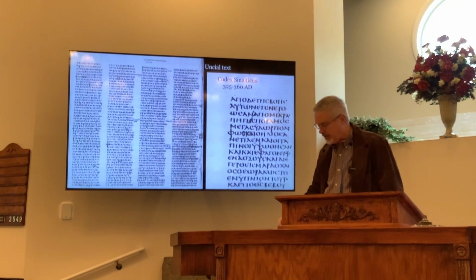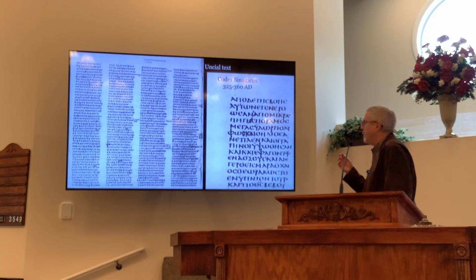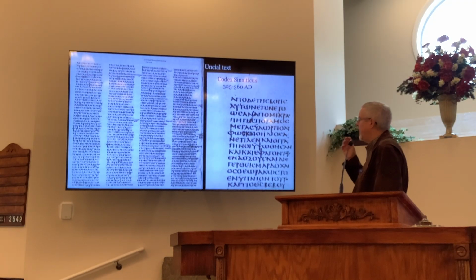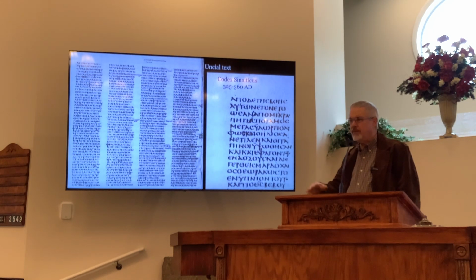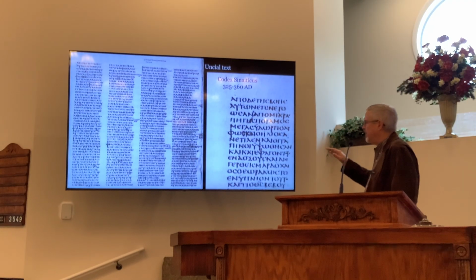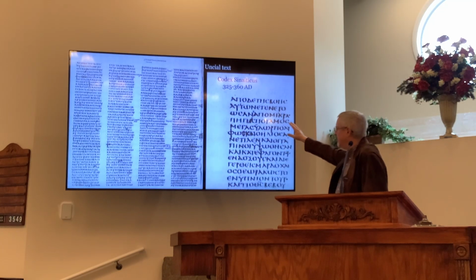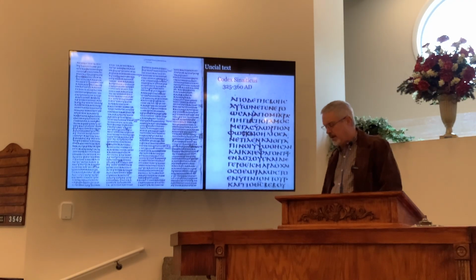But we're looking here. This is the Codex Sinaiticus. It is from around 325 to 360 A.D. It's called Sinaiticus because it was found a long time ago, but kept at a monastery at the base or around Mount Sinai. And so that's why it's called that. And this isn't the best sort of image because I tried to blow it up and it's on the fuzzy side.